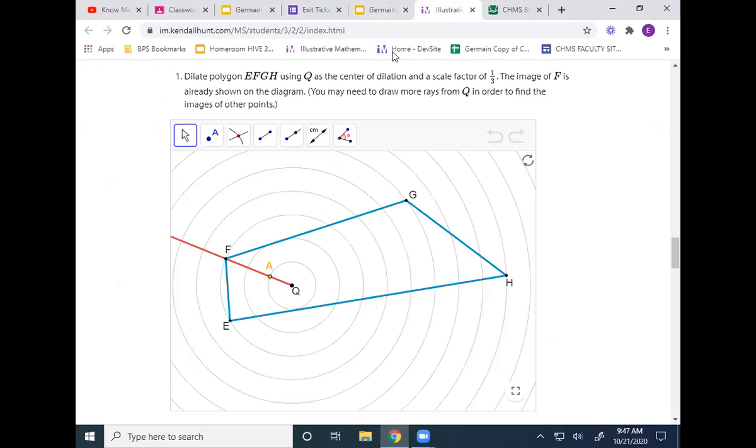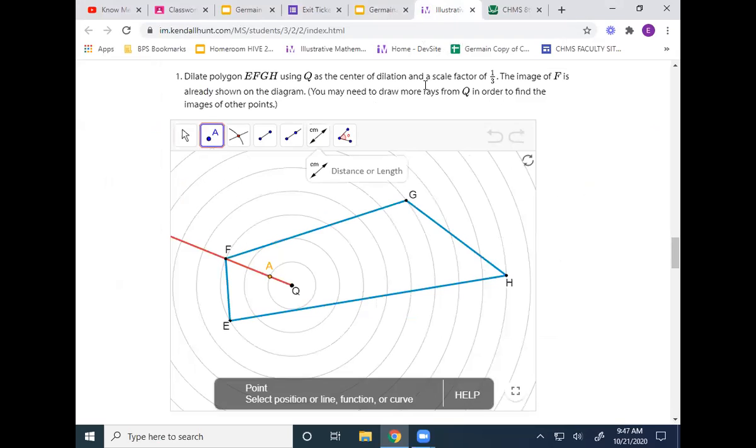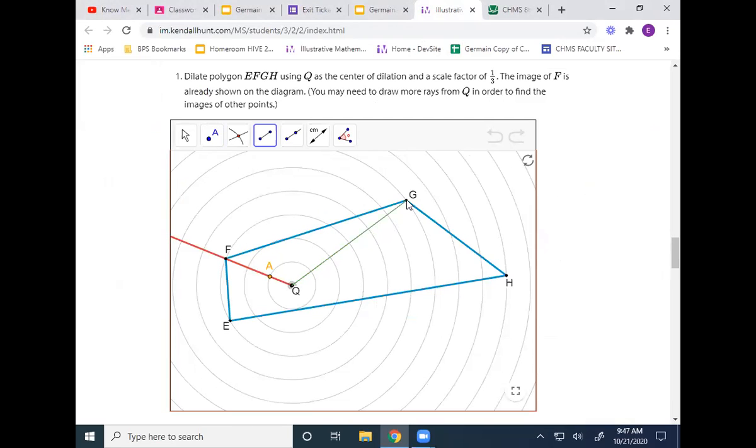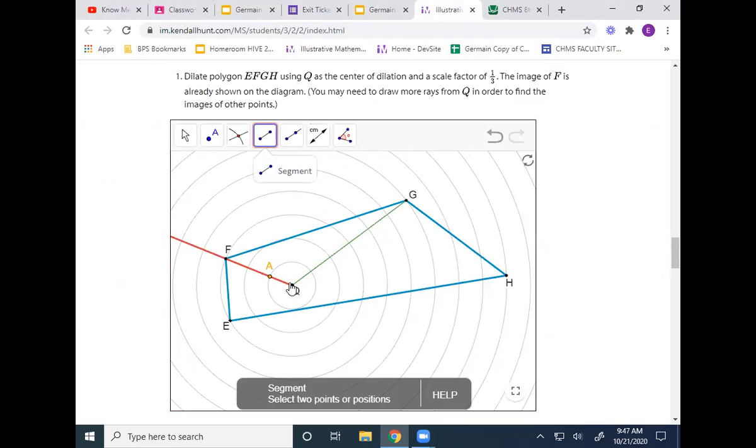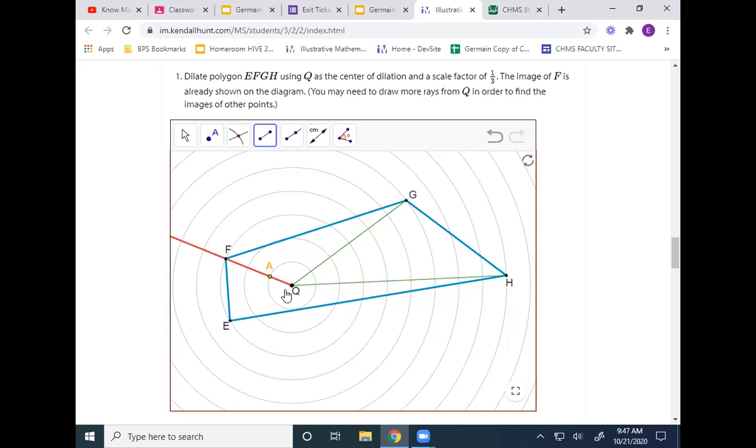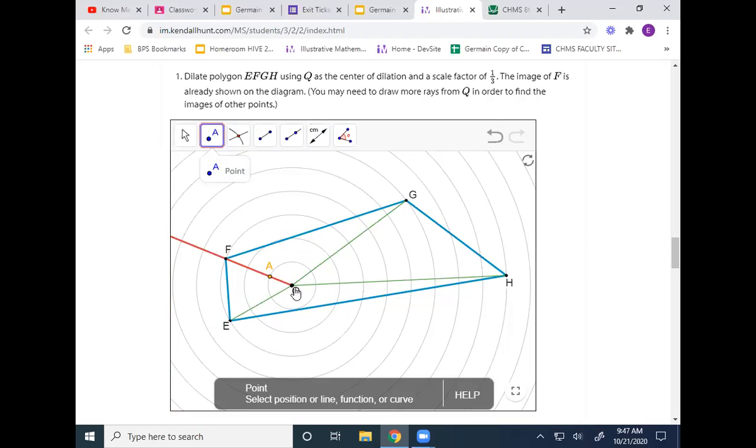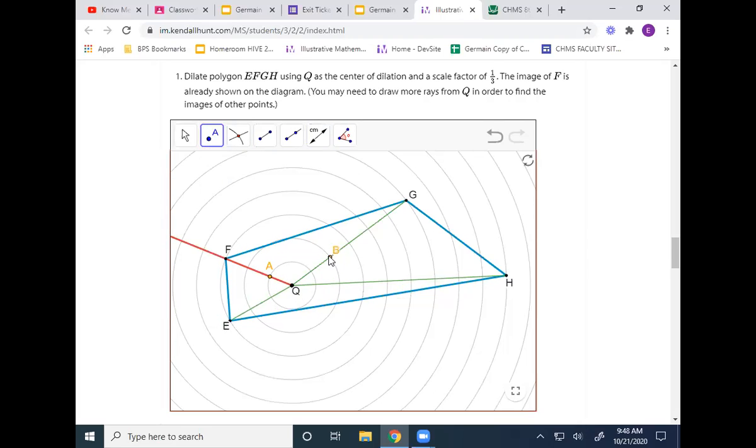If I come back to this page here, I'm going to click the point button and I'm going to count 2 circles out. And it might be a good idea to draw a segment on here so that we can put it in the right spot. So I clicked the segment button. I clicked on the center and on point G. I'm going to make one for here as well, and here as well. So I count 2 circles out, 1, 2, and I put the point. And now that is my new point, my dilation of point G.